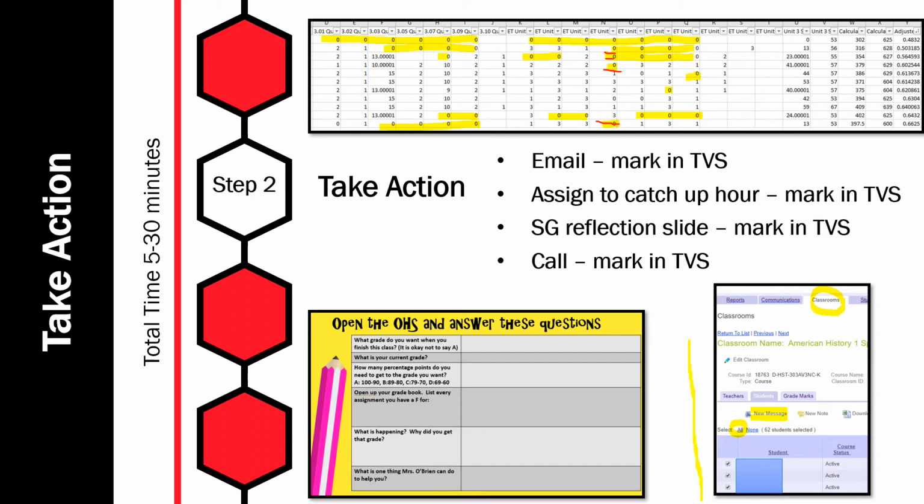Another option is to use small group time or catch-up hour to have students complete a grade reflection page, something like this, where they are looking at their grade and telling you what they think about it and what they can do to improve. This puts the ball in their court, and it gives you a starting place to have conversations with them in these small groups.